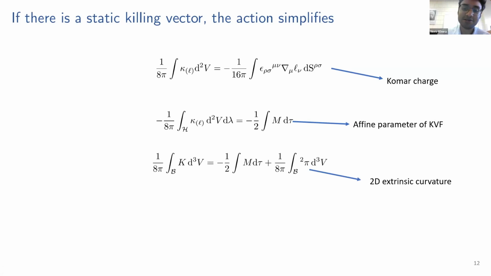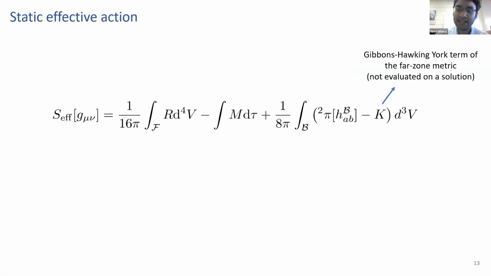And my second term also, I can split it into two parts. One of them is going to again give me a Komar charge, and then there's a second term which comes from this two-dimensional extrinsic curvature. So combining everything together, my effective action is going to look like the Einstein-Hilbert action minus the Komar mass times d tau plus 1 over 8 pi times this term.